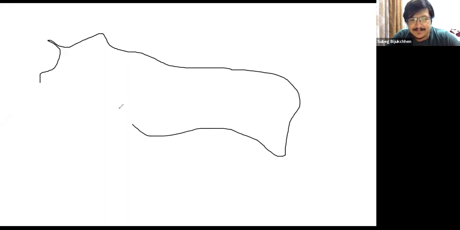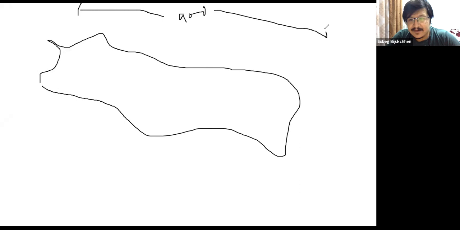Let's say this is our Nepal. Okay, so this is somewhat like 900 kilometers, right? 900 kilometers, and this is somewhere like 200 kilometers.